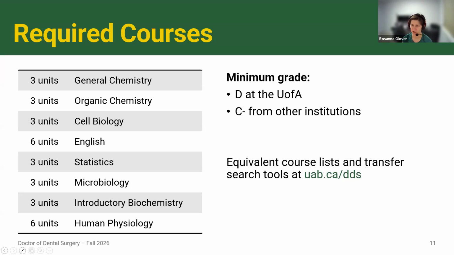If you're attending at the U of A, we only require a minimum grade of a D, which is a pass. If you're transferring from another institution to the U of A, a minimum grade for a transfer course is a C minus. If you want to know what you should be taking at the U of A, we list those right on our website, but we also have other guides for common institutions we see, like MacEwan and whatnot. And we also have a list of transfer search tools the U of A has if we don't have your institution specifically listed or you're wanting to check for other courses.